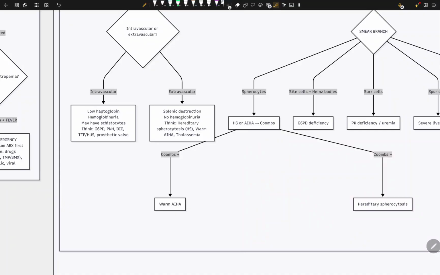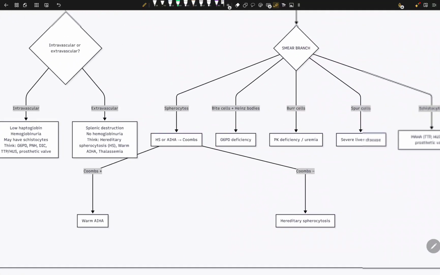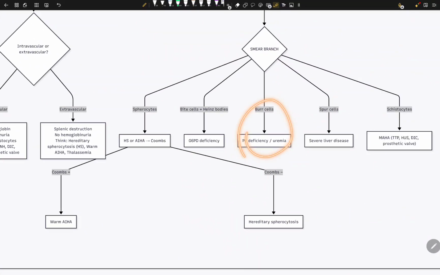And this rigid RBC in PK deficiency gets trapped inside the spleen. So splenic macrophages are like, I'm gonna eat them. So we have extravascular hemolysis. So PK deficiency, less ATP, bad RBC, a lot of edema, they get eaten up by these macrophages. So we'll have hemolytic anemia, jaundice, splenomegaly, and we can have gallstones as well, because the indirect bilirubin is increasing because RBCs are dying. Okay, Burr cells are seen in PK deficiency and uremia.